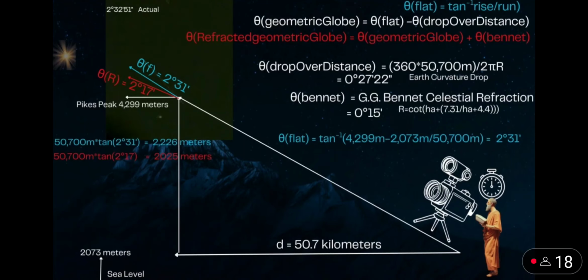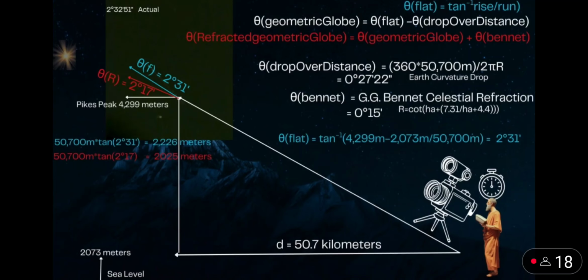With that, you have two other pieces of information. You know that the altitude of Pikes Peak is 4,300 meters, and the observer was 2,073 meters above sea level. That is all the information you need. Nothing further is added. From these three things, we deduce the flat Earth prediction using arctan of rise over run: the height of the peak, 4,300, minus 2,073, the height of the observer above sea level, over 50,700. That gives us our flagship 2 degrees 31 minutes, the flat Earth elevation angle for that peak to be occluded by that star.